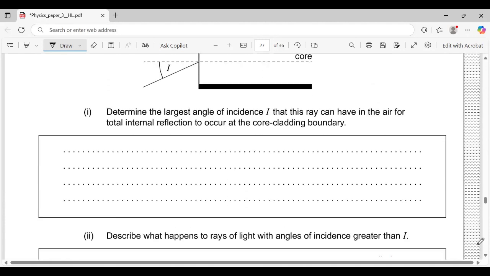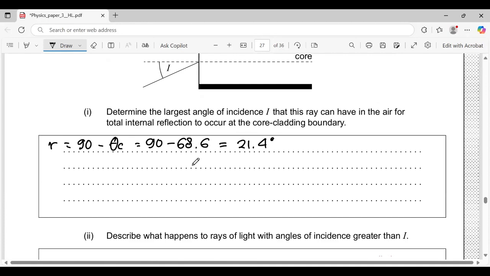Since light travels along the axis, the internal angle R should be less than or equal to 90 minus theta C. Just now we calculated 68.6, which is close to 70, and it's equal to 21.4 degrees.